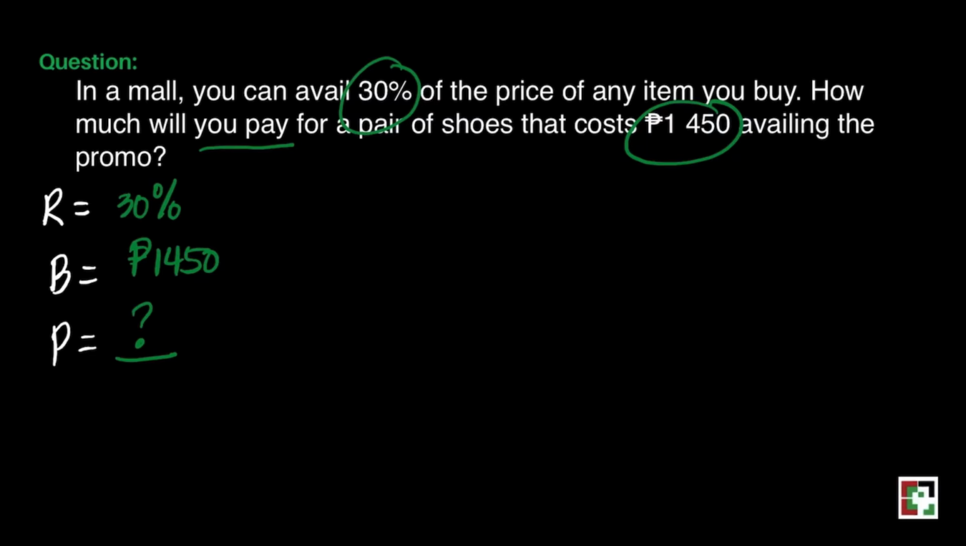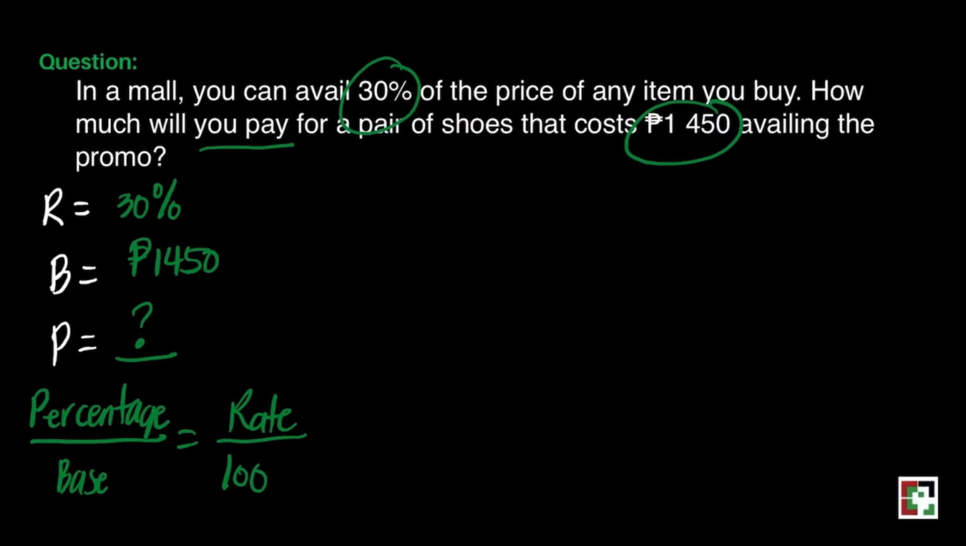It means this will be the 70% of the 1,450. Why am I using this formula? It is because it's easier for us to remember. We only need to remind ourselves with one formula, and that is percentage.